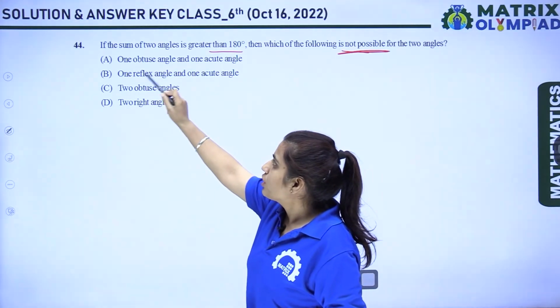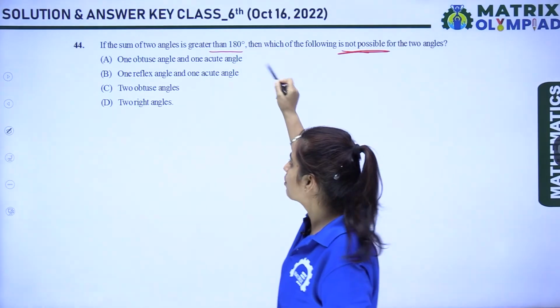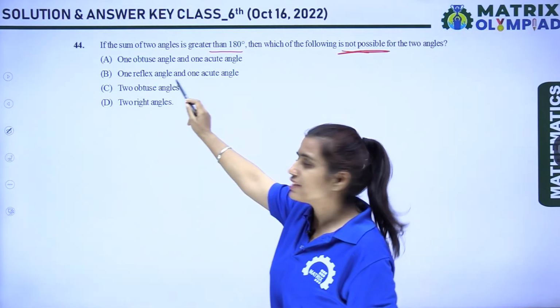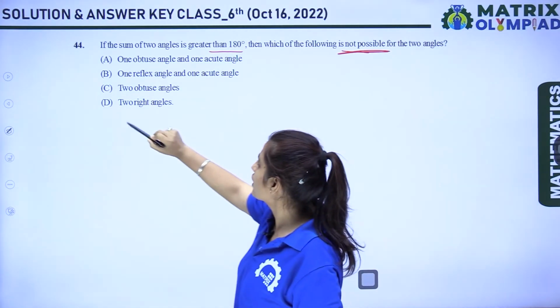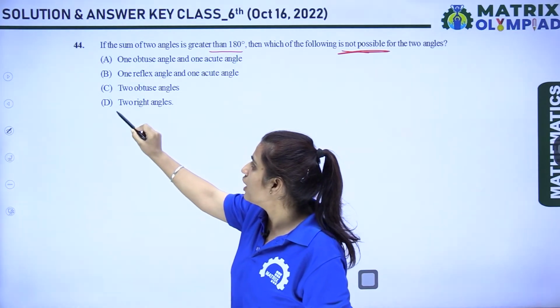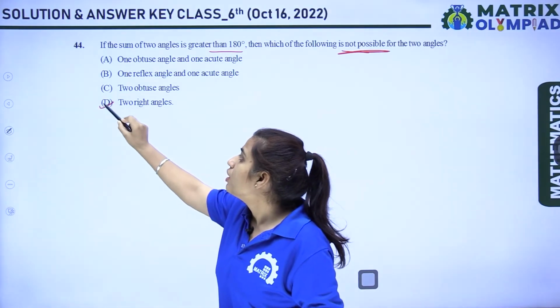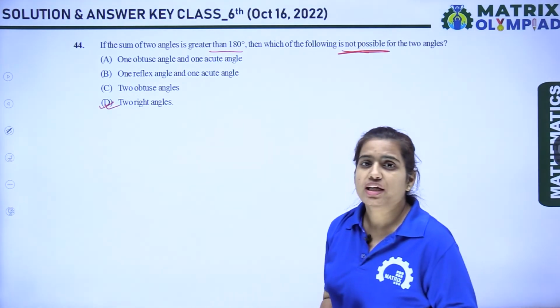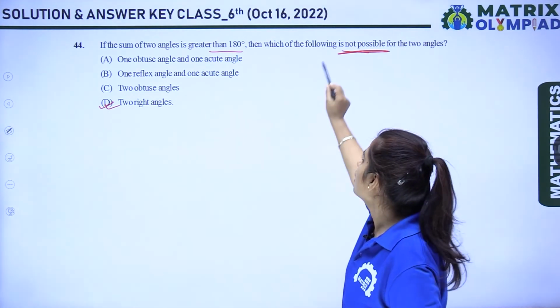Now, here the first option is one obtuse angle and one acute angle. So, this possibility may occur. One reflex angle and one acute angle. So, it can also occur. Two obtuse angles, okay, and the last one is two right angles. So, it is not possible to have two right angles. So, option D is the correct answer for the given question.